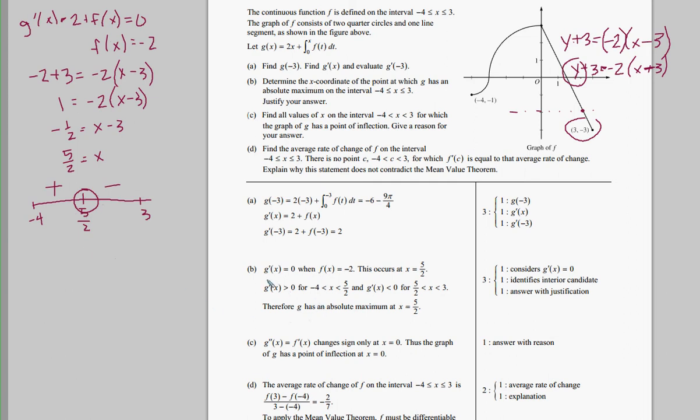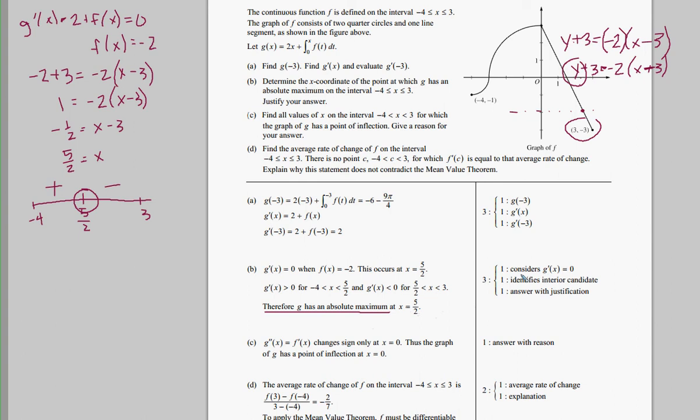So the derivative is equal to 0 when f is equal to -2. This occurs at 5/2. The derivative is greater than 0 from -4 to 5/2, and it's less than 0 from 5/2 to 3. Therefore, g has an absolute maximum at x equals 5/2.